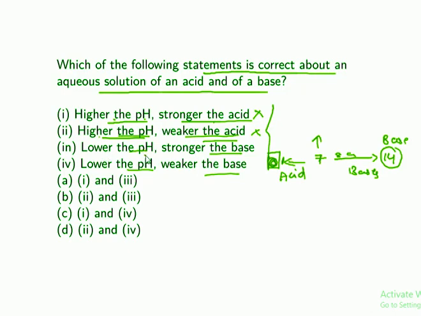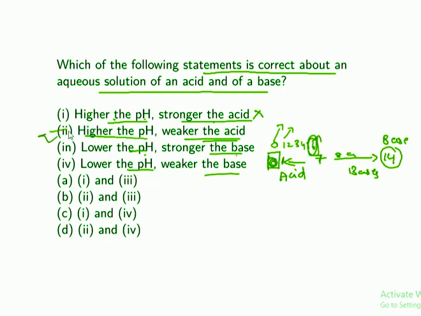Okay. Lower the pH, stronger the base. Here the pH will be lower. Second option here, higher the pH. If I go through 1, 2, 3, 4, 5, 6, okay, the higher the pH will be, the weaker the acid will be, right? So 0 will be the highest acid, 1 will be the highest acid. Like that, as the pH value increases, the acidity decreases.